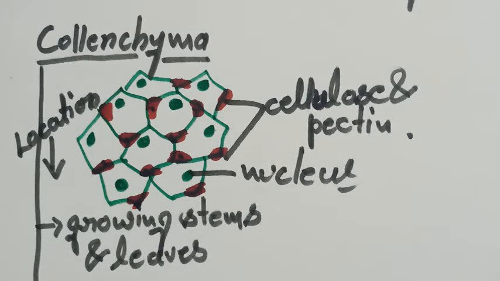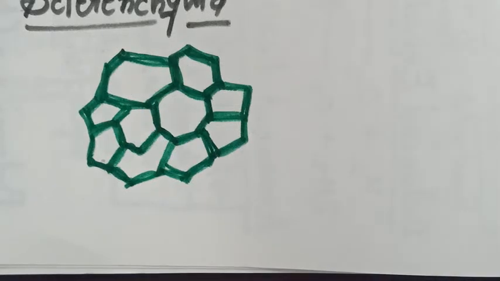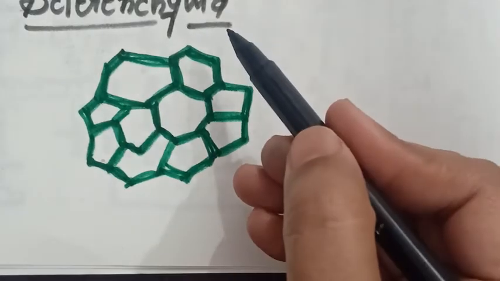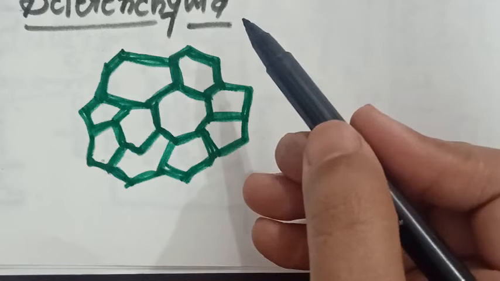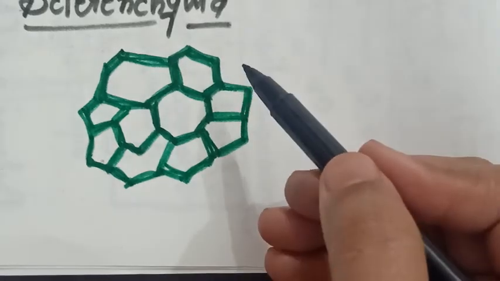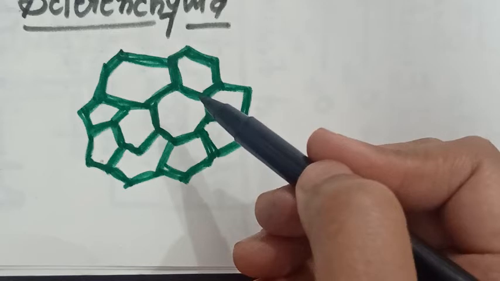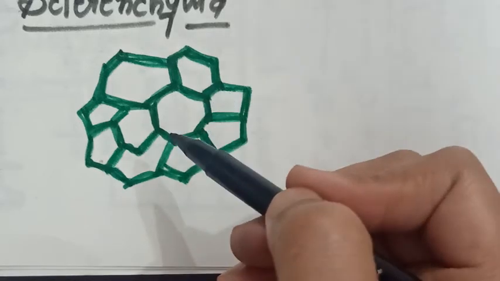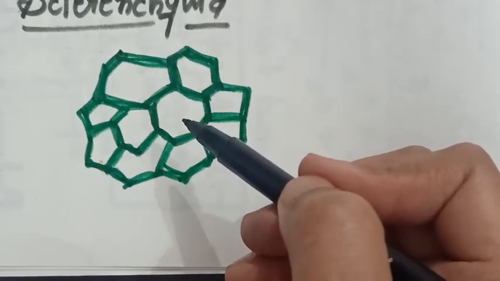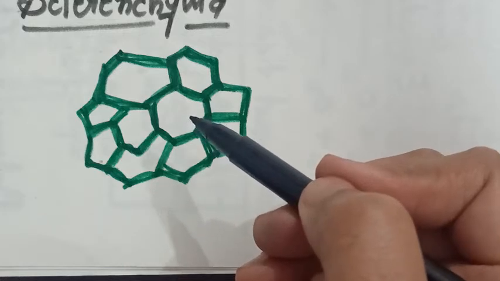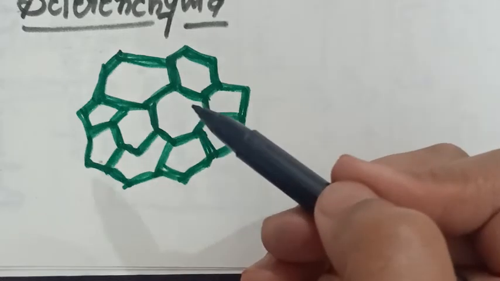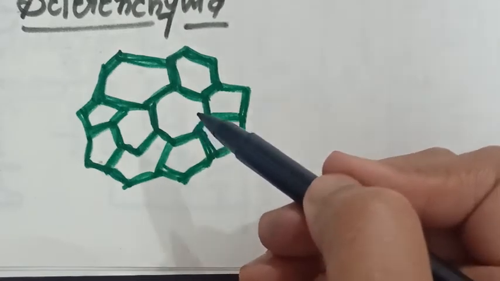Alright, now the next topic is sclerenchyma. Unlike parenchyma and collenchyma, sclerenchyma cells are dead cells. As you can clearly see here, I haven't made any nucleus, that is why they are dead in nature. They are without nucleus and cytoplasm on maturity, and that is why they are dead cells.